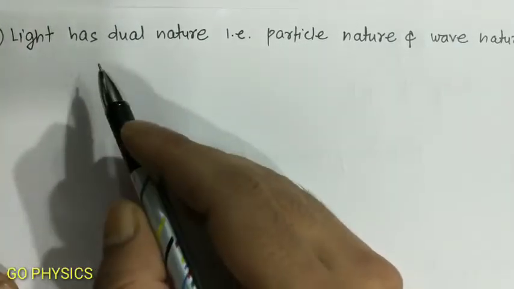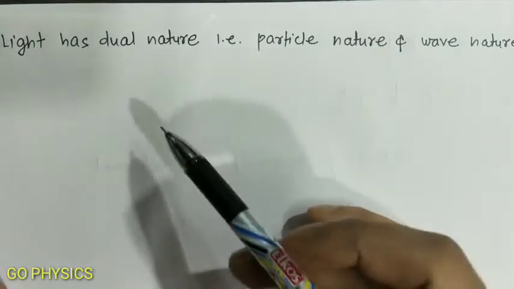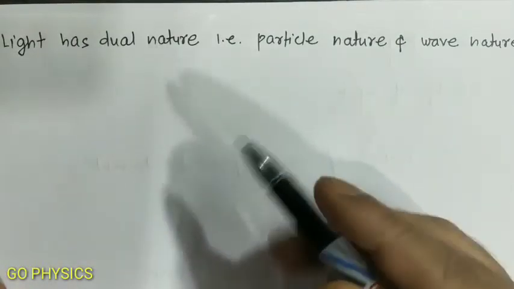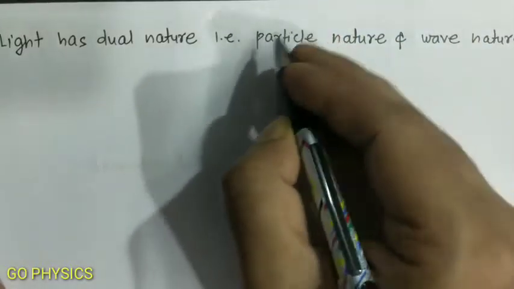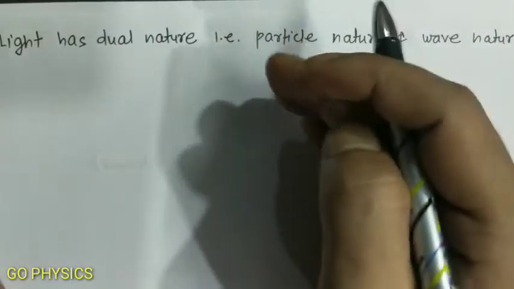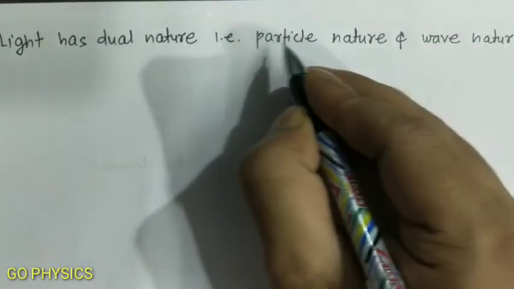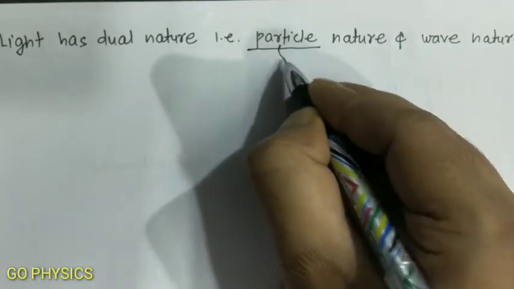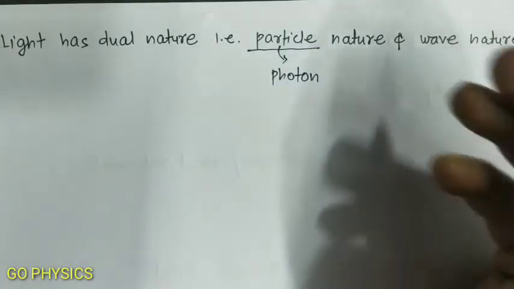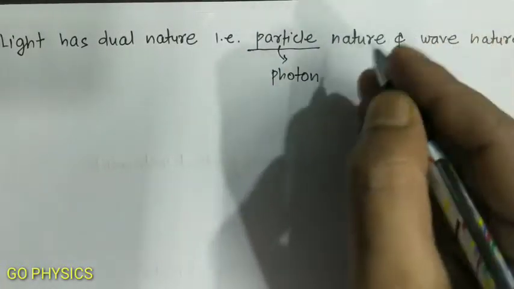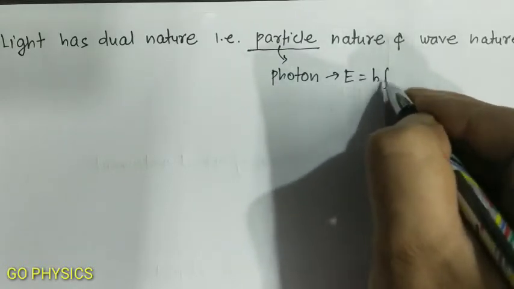Since light is an electromagnetic wave and we know that any electromagnetic wave has dual nature, therefore light will also have dual nature. Sometimes it behaves like a particle. Particle means it behaves like a photon. Photon means packet of energy. And we already know that the energy of a photon is h into frequency.